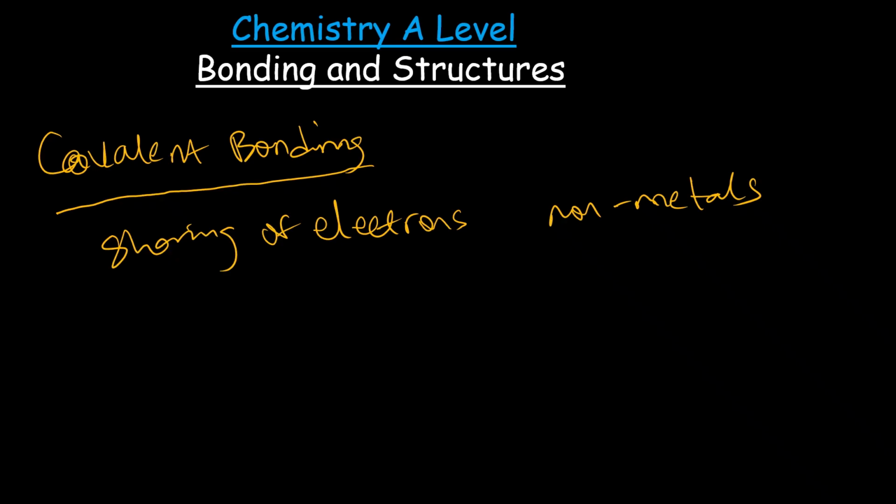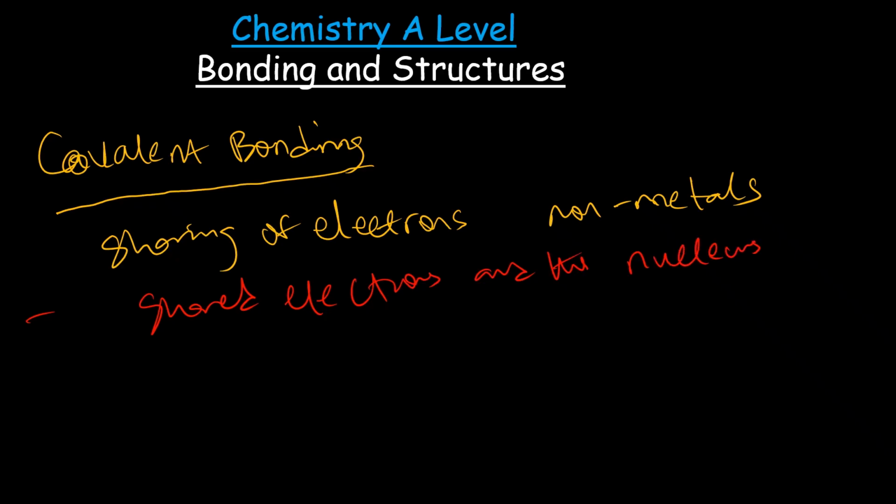Now they can share multiple electrons to form multiple covalent bonds. These are the things you need to take note of. They can share multiple electrons to form multiple covalent bonds, and there is a strong force of attraction between the shared electrons and the nucleus. So in covalent bonding, there is usually a strong electrostatic force of attraction between the shared electrons and the nucleus.